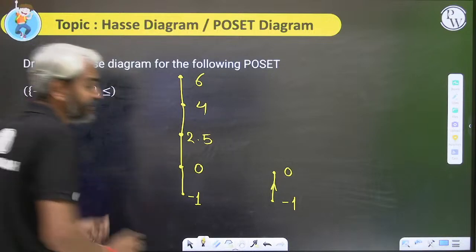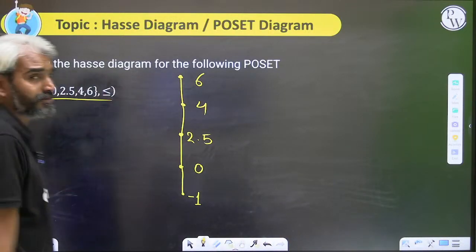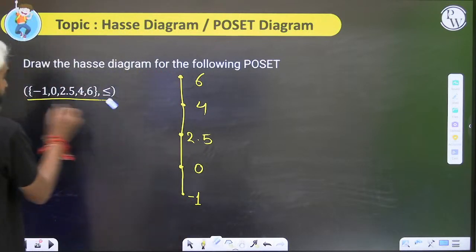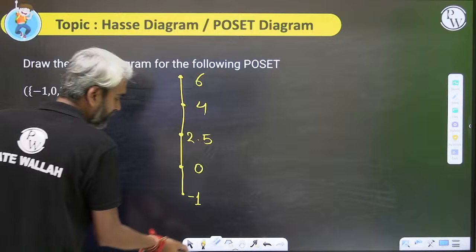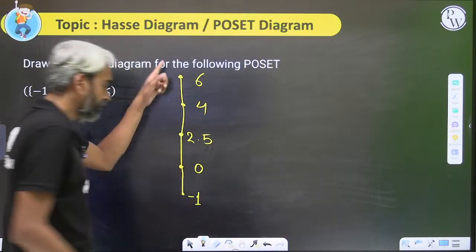So, this is your Hasse diagram for this given poset. Clear? Now, please try to understand. Sir, this Hasse diagram looks like a linear chain.